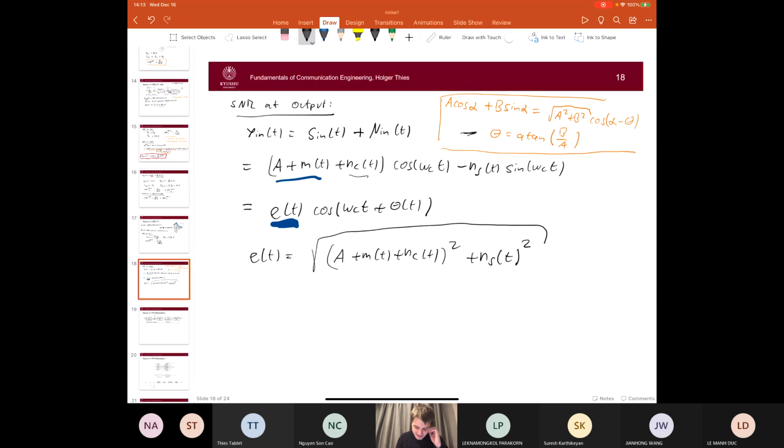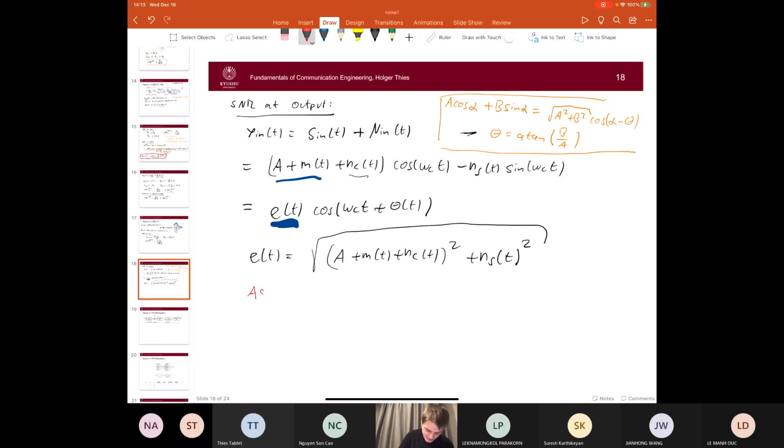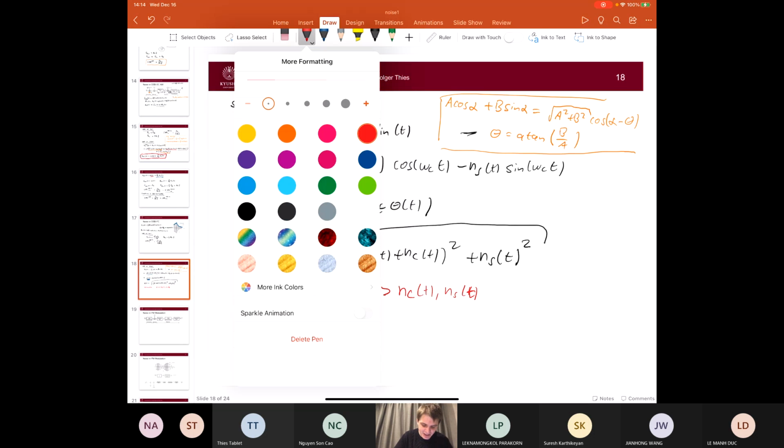Okay, and now, well, this is still quite complicated, so we make one assumption that simplifies things a lot. The assumption we make is basically that the signal to noise ratio at the input will be a large number. So what we assume is that this factor A will be much larger than the noise components, right? So it means our signal will be much stronger. So we send a signal that is much stronger than the noise in the channel. And this is kind of a realistic assumption, right?